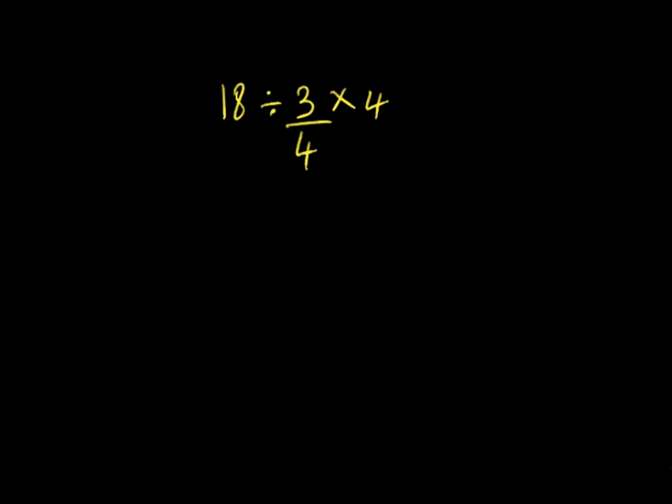First of all, we solve our 18 divided by 3 over 4. Then we apply the rule of KCF. K stands for keep, C stands for change, and F stands for flip. We are going to keep 18, then change our division to multiplication, then flip 3 over 4 to 4 over 3 times 4.